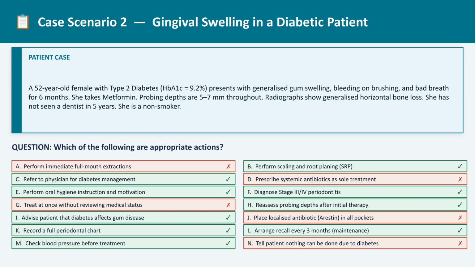Case scenario 2 focuses on gingival swelling in a diabetic patient. The patient has poor diabetes control, generalized gum swelling, and bone loss. The question asks for appropriate actions.